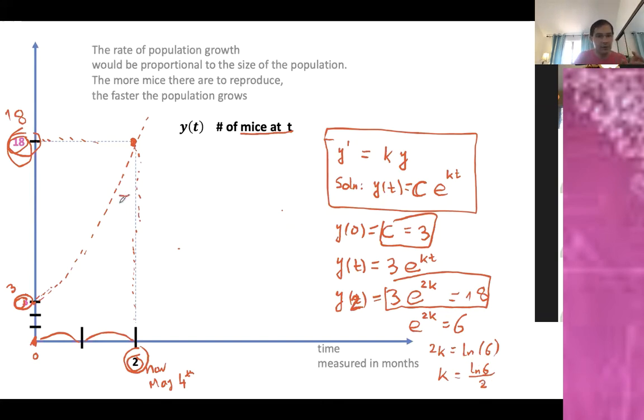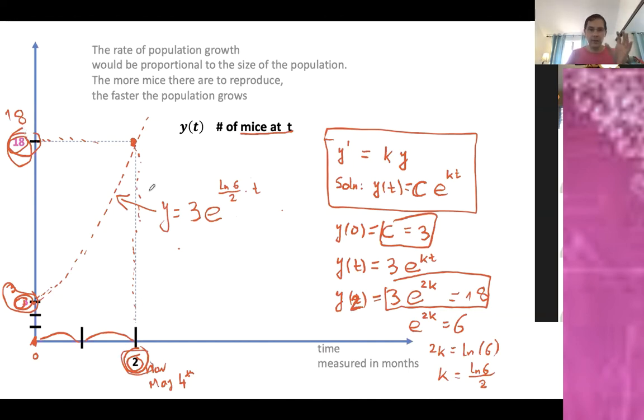So this function is y equals three, which is the constant and the initial condition, times the exponential function to the k, where k is ln of six divided by two, times t. And you can check that this function at zero is equal to three, and this function at two is equal to exactly what we want, 18.